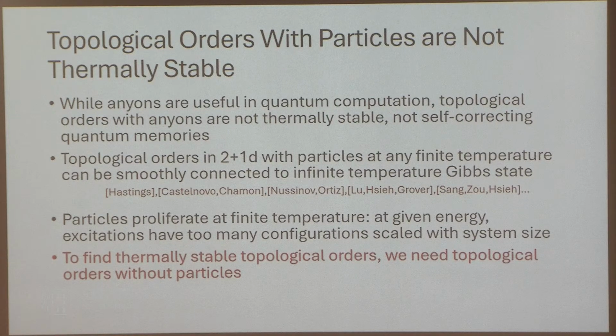So there's no topological order. Once you raise the temperature, you immediately lose the quantum coherence. The reason is that the particles can proliferate. There are just too many configurations of particles with the same energy. So basically, if you have any topological order with particles, it's hard to make it self-correcting. So the goal of this work is to find thermally stable topological orders that do not have any particles. That's the goal.